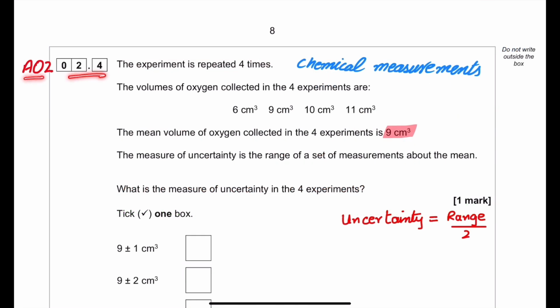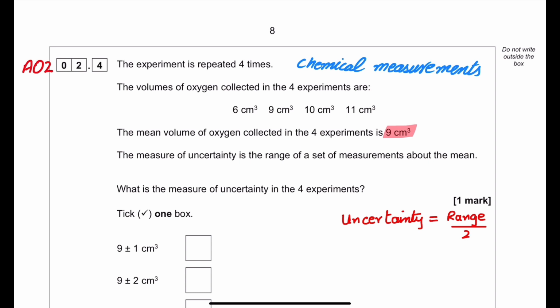2.4 is an AO2 question. The experiment is repeated 4 times. The volumes of the oxygen collected in the experiments are given below: 6 cm³, 9 cm³, 10 cm³, and 11 cm³. The mean volume of the oxygen collected in the 4 experiments is 9 cm³. The measure of uncertainty is the range of the set of measurements about the mean. This line says the uncertainty is actually half of the range. The range is the difference between the highest and the lowest value in the data.